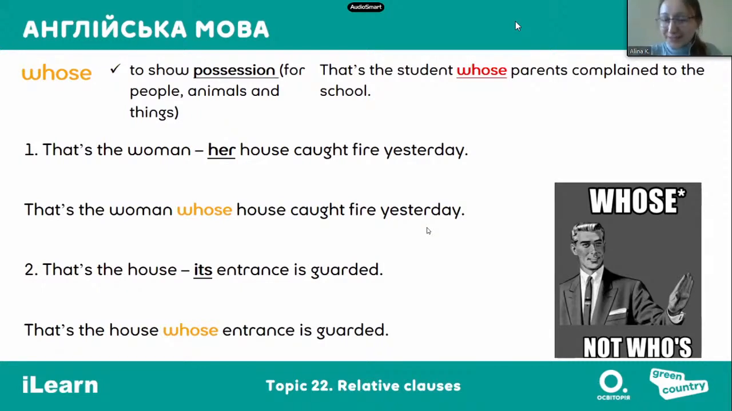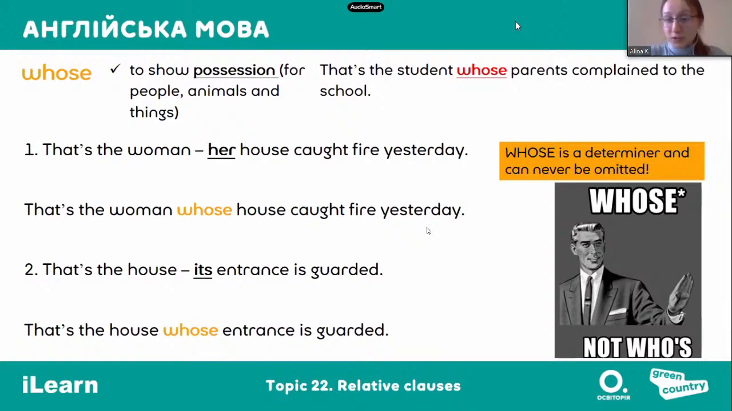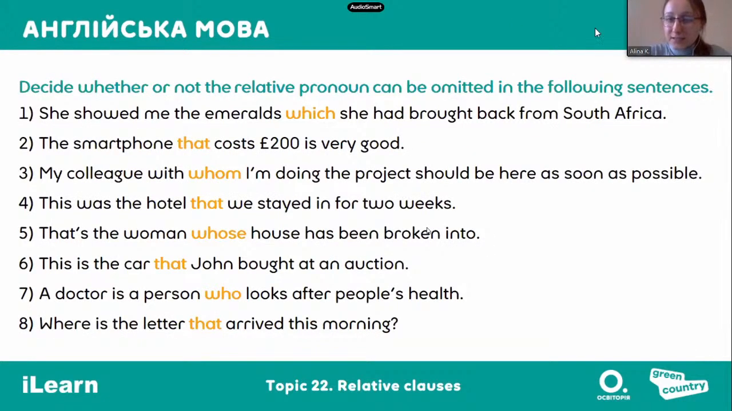What do you think? Can we omit it or not? Surely we cannot omit it, yes, never. It should always be in a sentence. Great, so let's look at these sentences and let's try to think in which of these sentences we can omit these relative pronouns. So let's go to sentence number 1.